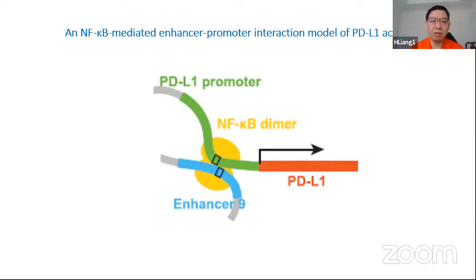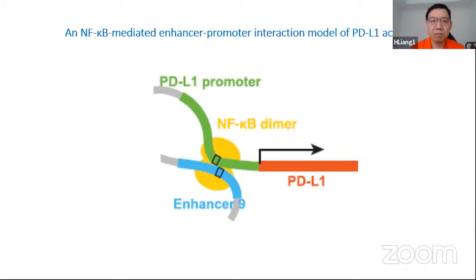Where NF-kappa B forms a dimer, they bring this enhancer 9 close to the PD-L1 promoter, therefore turning on this region. So this is our first work where we focused on regular enhancer RNA. We just used FANTOM CAGE-based annotation for enhancer.